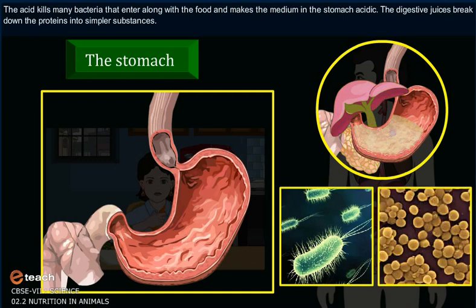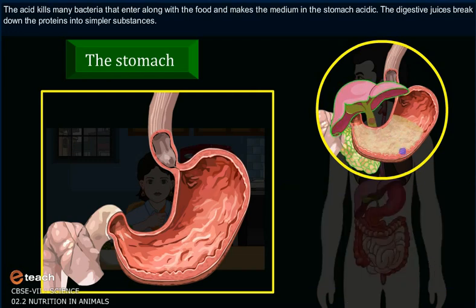The acid kills many bacteria that enter along with the food and makes the medium in the stomach acidic. The digestive juices break down the proteins into simpler substances.